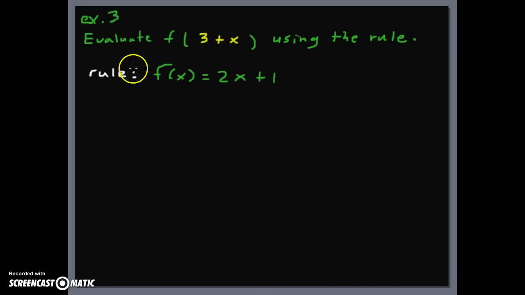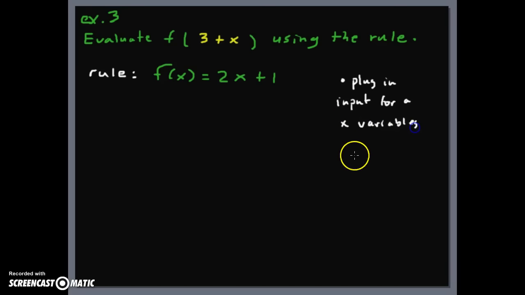Example number 3. Evaluate f of 3 plus x using the rule. The rule is f of x equals 2x plus 1. So for those who like steps, these are two-step problems. The first step being to input or plug in the input for all x variables, and the second step being just to simplify.